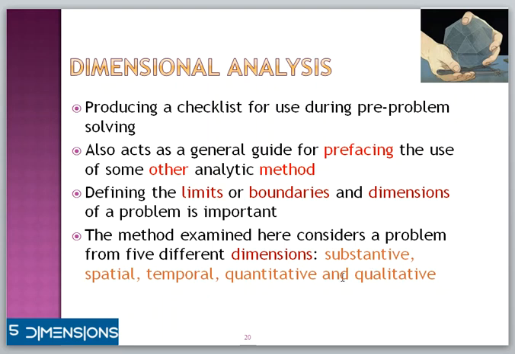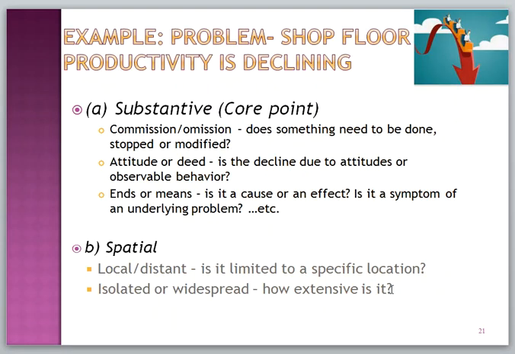3 of them are close to 3 questions we had in the 6 questions in the previous tool. Substantive is about the what, spatial is about the place, which is where, temporal is about the time, and quantitative and qualitative are different dimensions we introduce here. Let's have an example. A problem we may face is that shop floor productivity is declining, as we see in this little picture here.